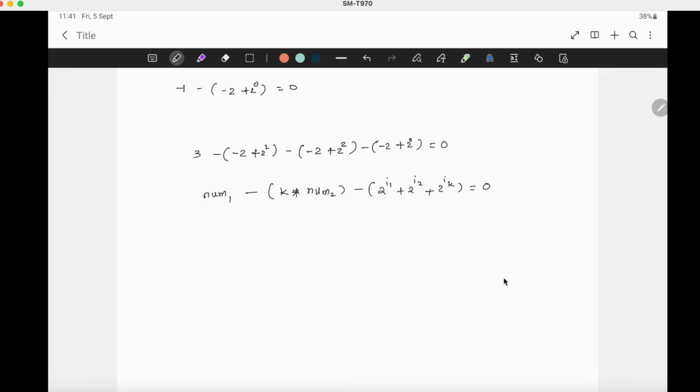Okay, now lastly I can say that this num1 minus k into this num2 is equal to 2 to the power of i1, and it goes all the way plus 2 to the power of ik. Basically, whatever the values we can see here, i1, i2, and whatever the power values that we are considering, we can say the entire value is basically built with 2. So whatever the power we consider, this entire value got built with 2. Okay, it is clear, right?